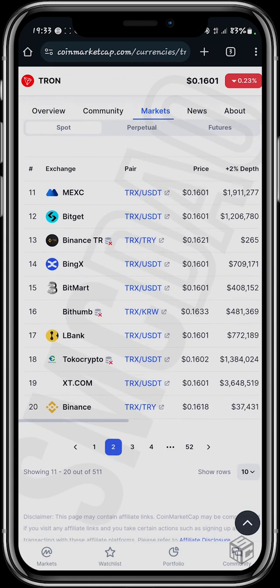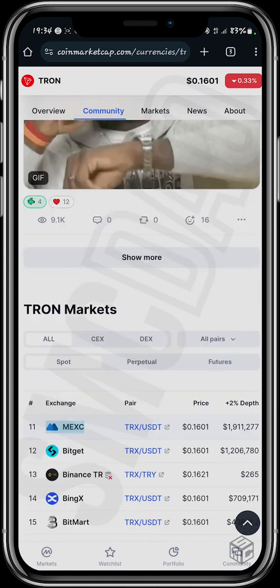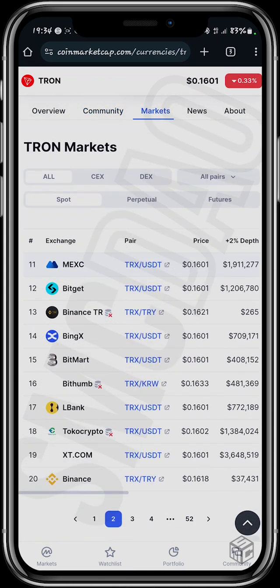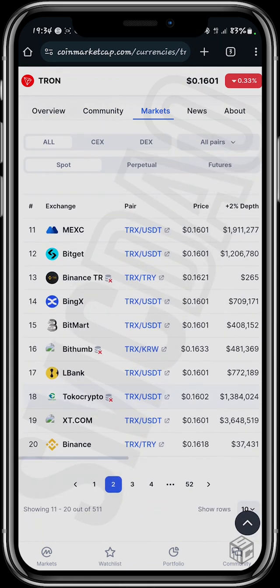If you look at Bitget, it is at 0.1601. So you can buy at 0.1601 on Bitget and go back to KuCoin and sell for 0.1603. With that, you'll be able to take some profit off that arbitrage opportunity. That's basically how to go about crypto arbitrage.